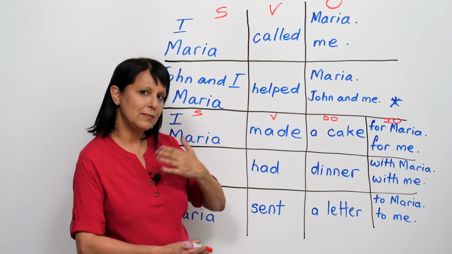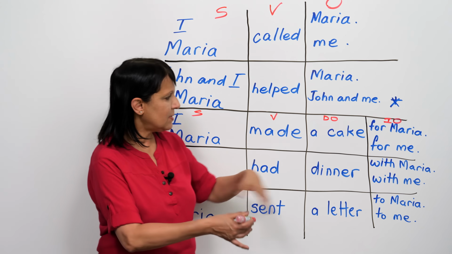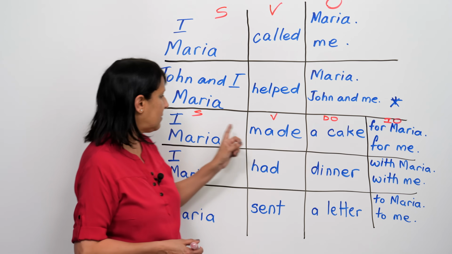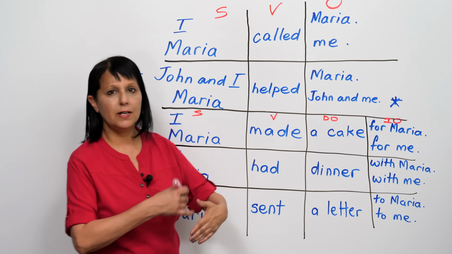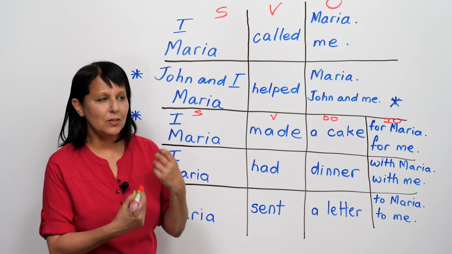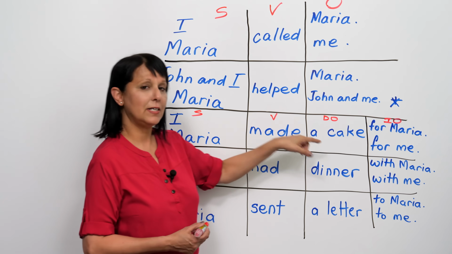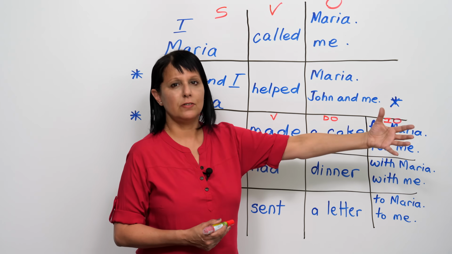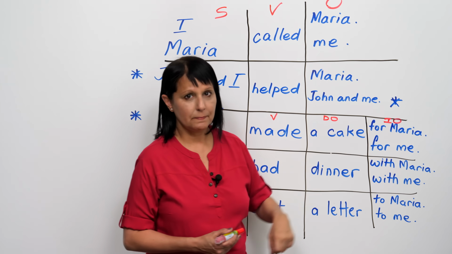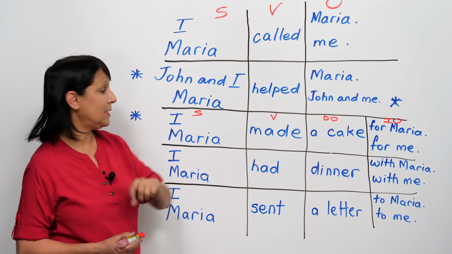So what happens with some students, and that's because of their languages, is that sometimes they change this order. They might say, I made for Maria a cake. And in English, that wouldn't be right, because we want to know made what? So tell me that first. I made a cake, and then the additional information for Maria. Okay? Now, let's continue and see what happens with the I and the me.